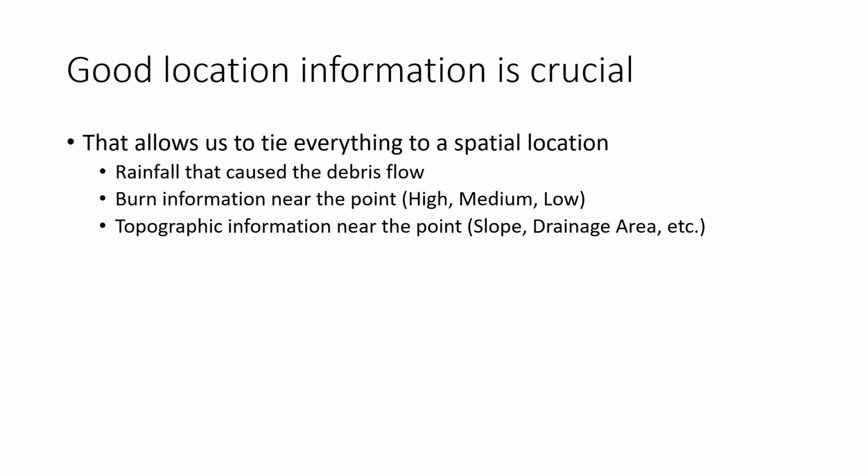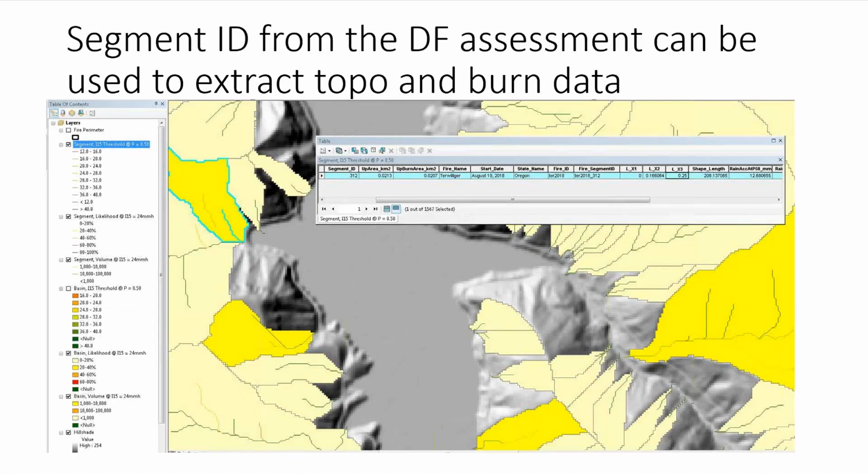Was it in an area of high, medium, or low severity burn? And also, what's the topographic information in the area? How steep was the slope? What was the drainage area, et cetera? So location information is key. And I'll just show you an example here of how we tend to tie this together.